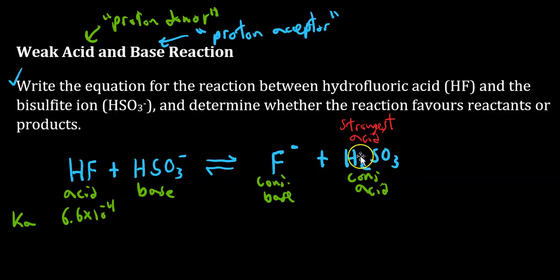Think of it like a competition where this one can donate its proton to a greater extent. So every time HF donates its proton to make H2SO3, this H2SO3 says, nope, I can donate a proton a lot better. You give me your proton, I'm going to get rid of it a lot easier than you can get rid of yours. And it gives its proton right back to form HF. So this is the stronger acid, so the reaction is going to favor the reactants here.